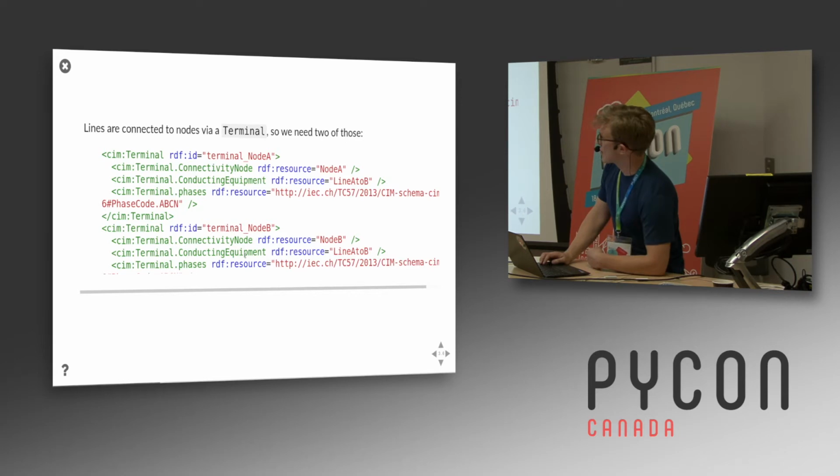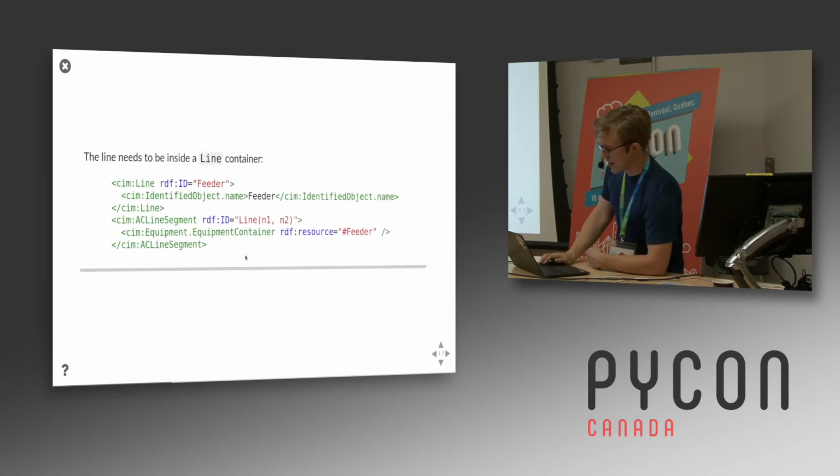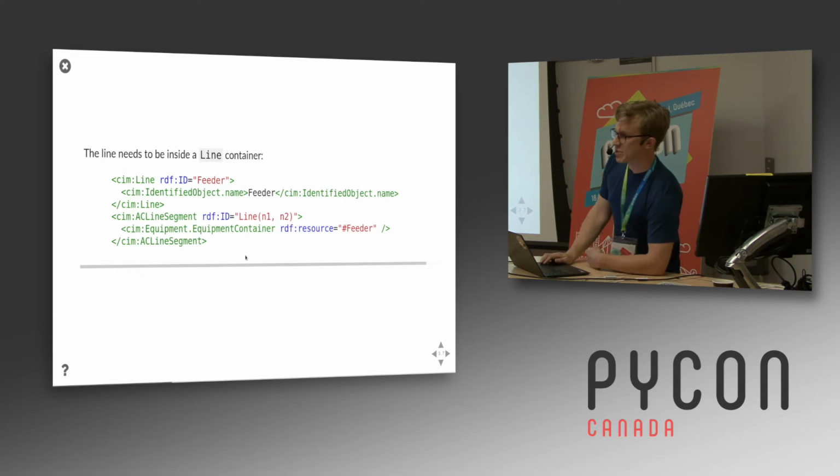Then the lines, in this object model, are connected to the nodes by terminals. So we've got two more terminals. That's a bit more information for you. And then finally, to have this be a real power system, they have to be inside a feeder, which is a grouping of lines and nodes, and so we've got that.